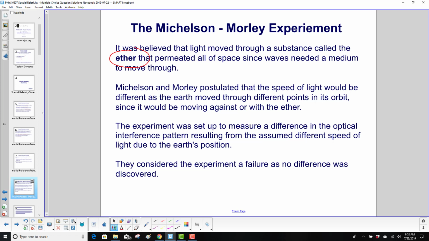Michelson and Morley then thought that the speed of light would be different as the Earth moved through different points in its orbit, since it would be moving either against or with the ether, or perpendicular to the ether, or at other angles. The experiment was set up to measure a difference in the optical interference pattern resulting from the assumed different speeds of light due to the Earth's position. They considered the experiment a failure, as no difference was discovered.